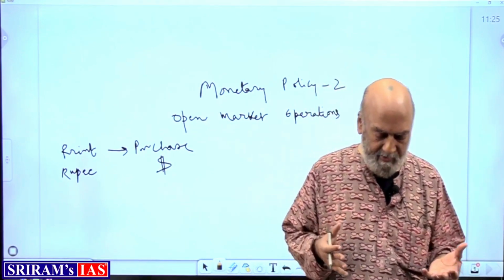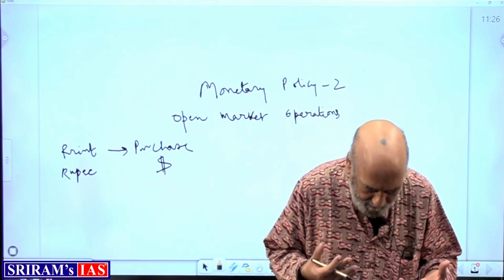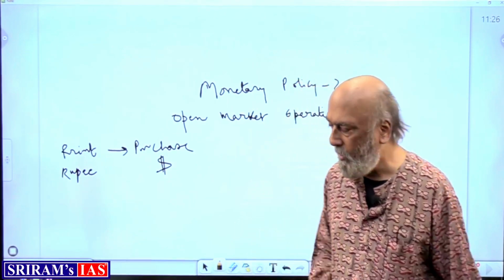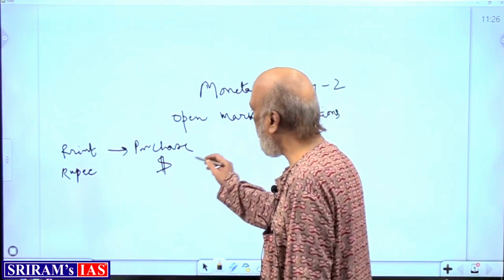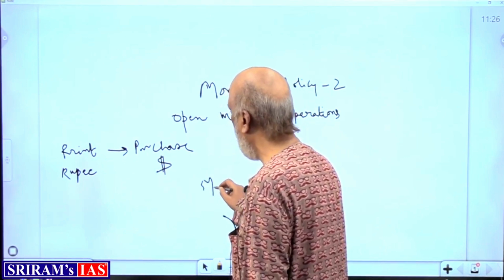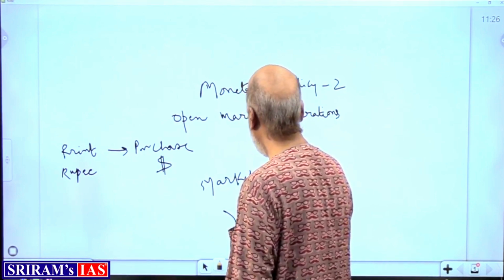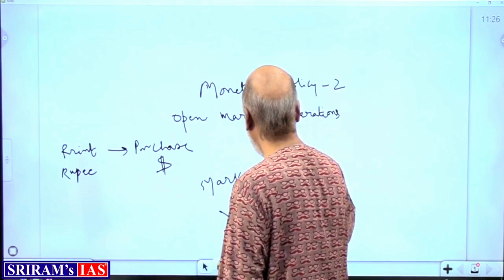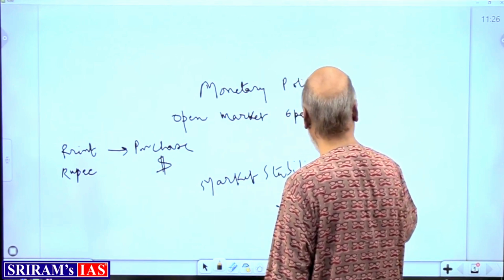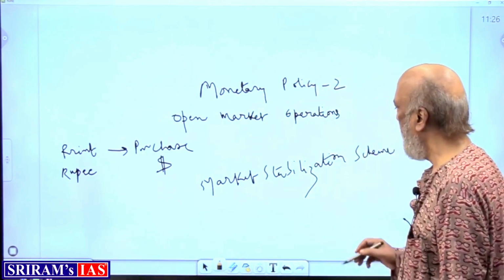Dangerous condition. So RBI has to absorb the excess cash, rupee, because it will inflate this, that. So what does the RBI do? RBI starts the market stabilization scheme. Market stabilization scheme. MSS.